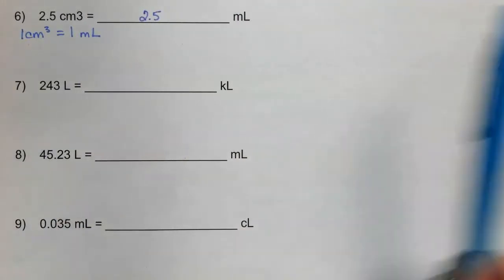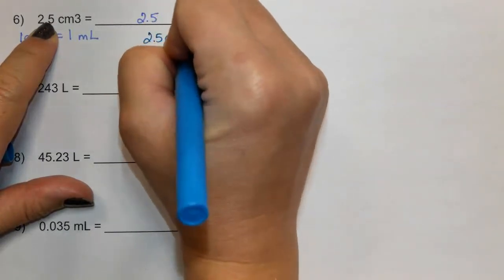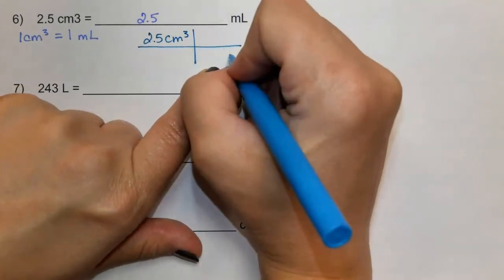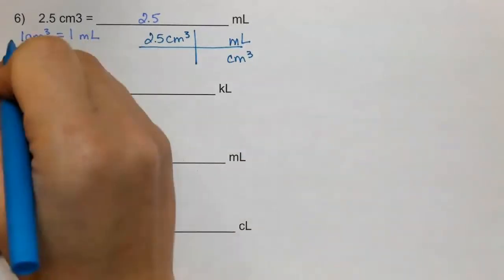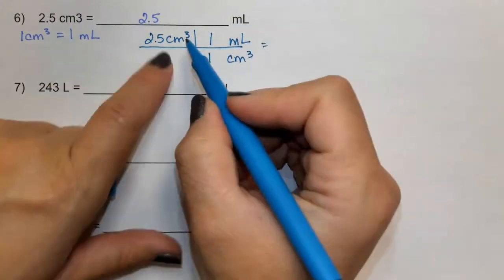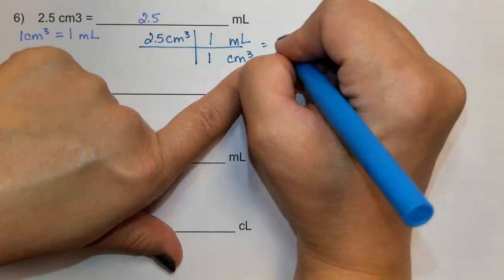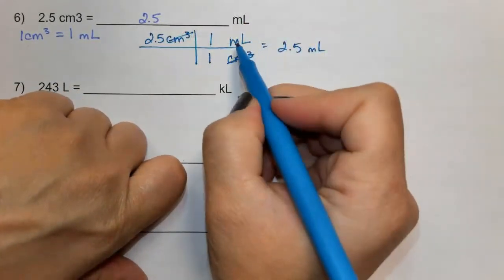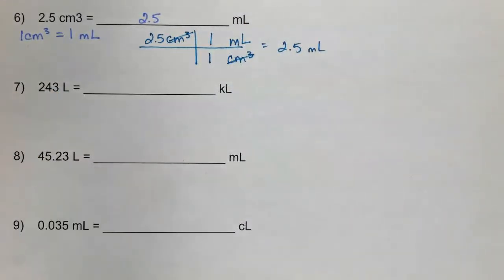However, if we were to write this with dimensional analysis, we would write 2.5 centimeters cubed. We would take centimeters cubed, put it at the bottom here, and then put its conversion factor. 1 centimeter cubed equals 1 milliliter. And then it would be 2.5 times 1 divided by 1, which just gives you 2.5 milliliters, because these guys cancel, and milliliters is what is left standing. And so that's the unit on my final answer.